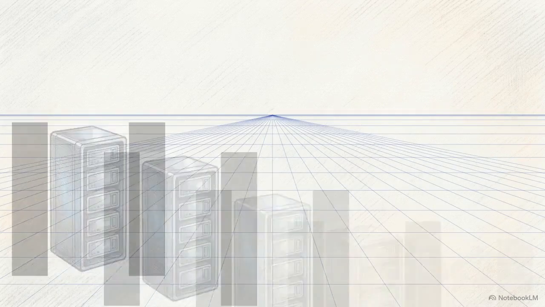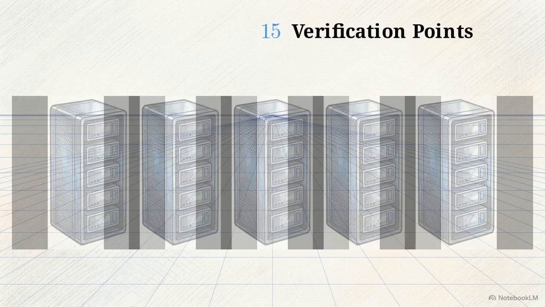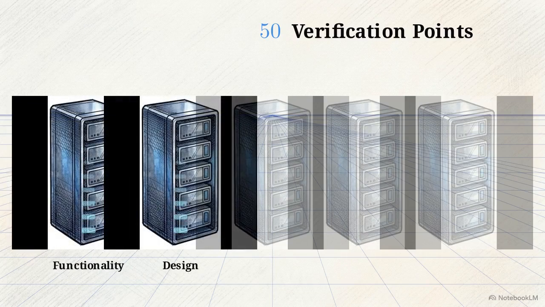We can visualize this process using the Universal Web Testing Blueprint. This framework is a structured system built on 5 distinct pillars, containing 50 verification points. The first 2 pillars are functionality and design. These establish your application's core logic and its visual baseline.